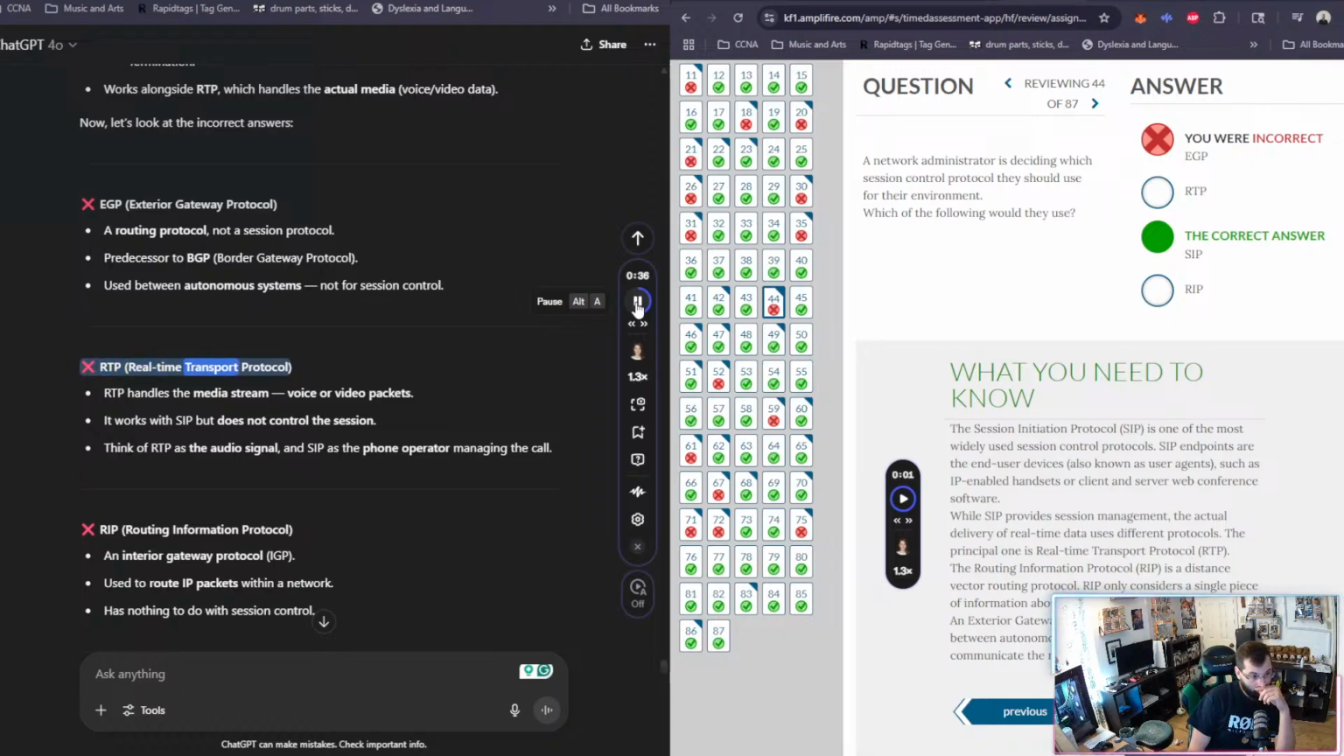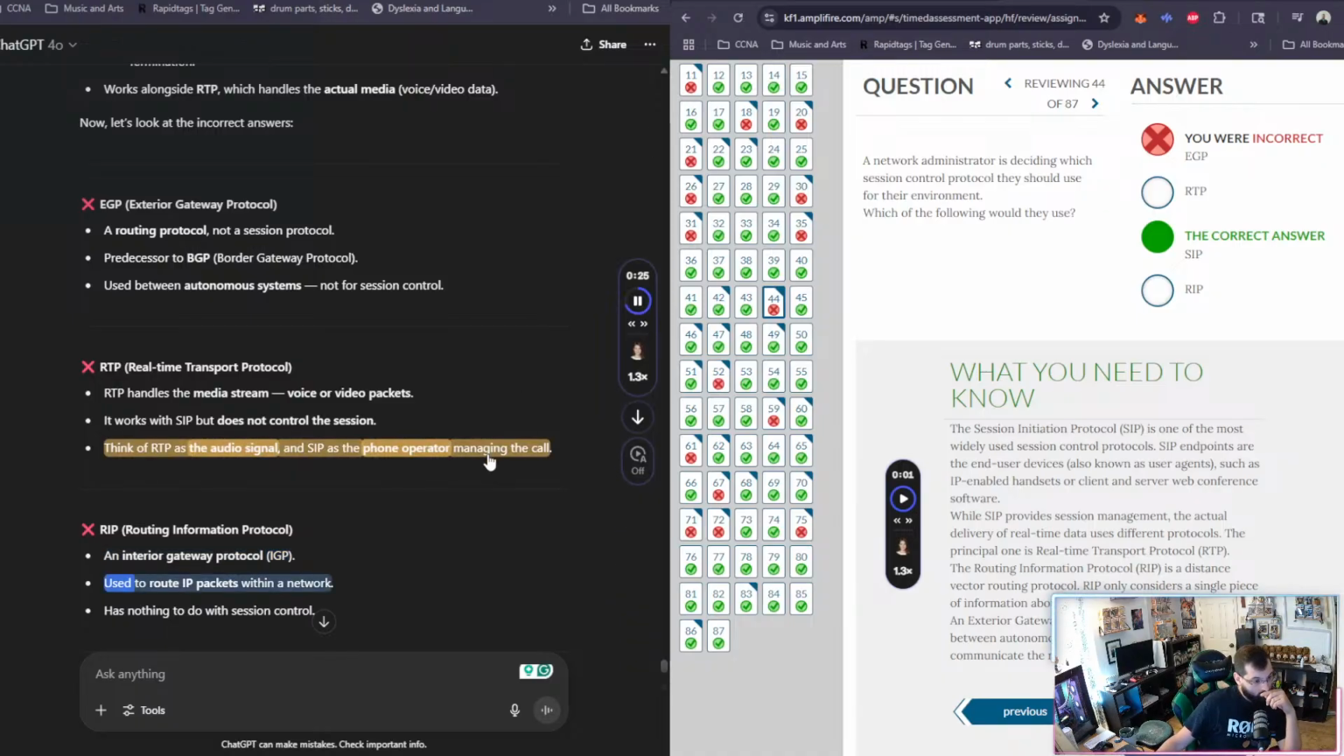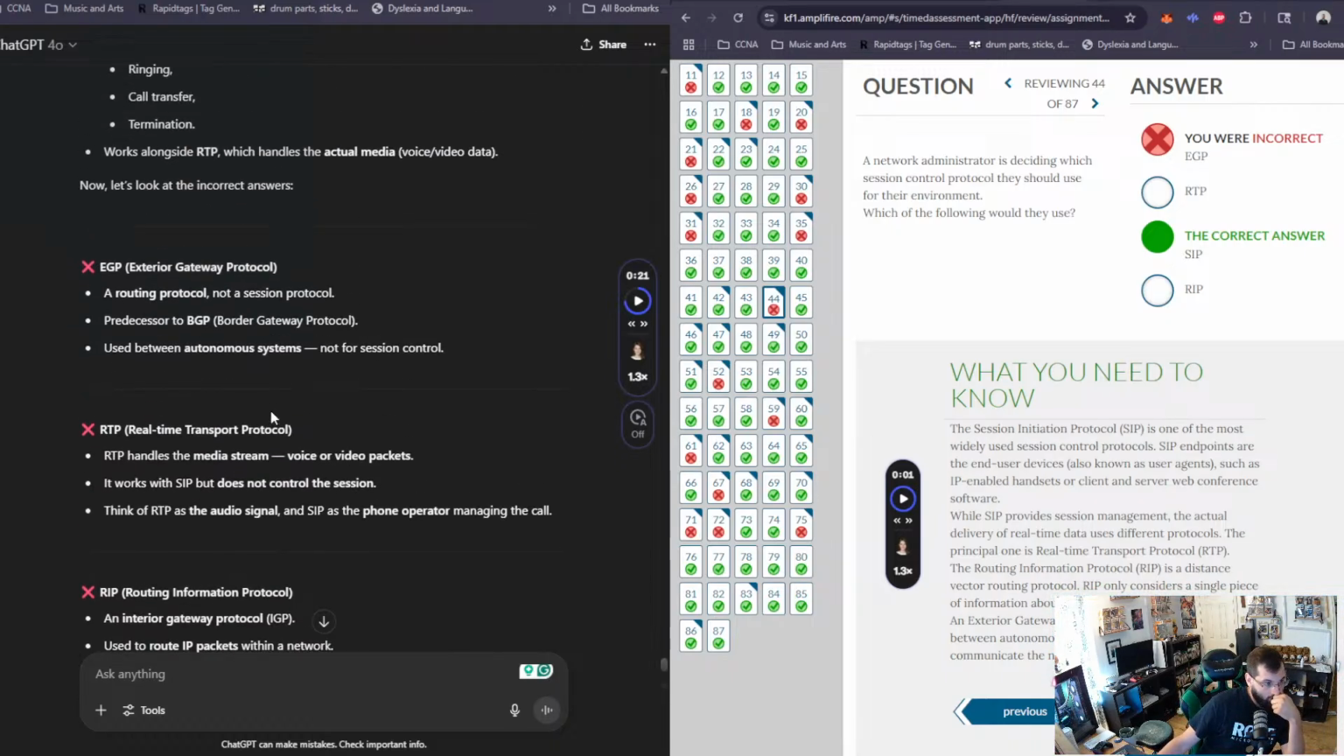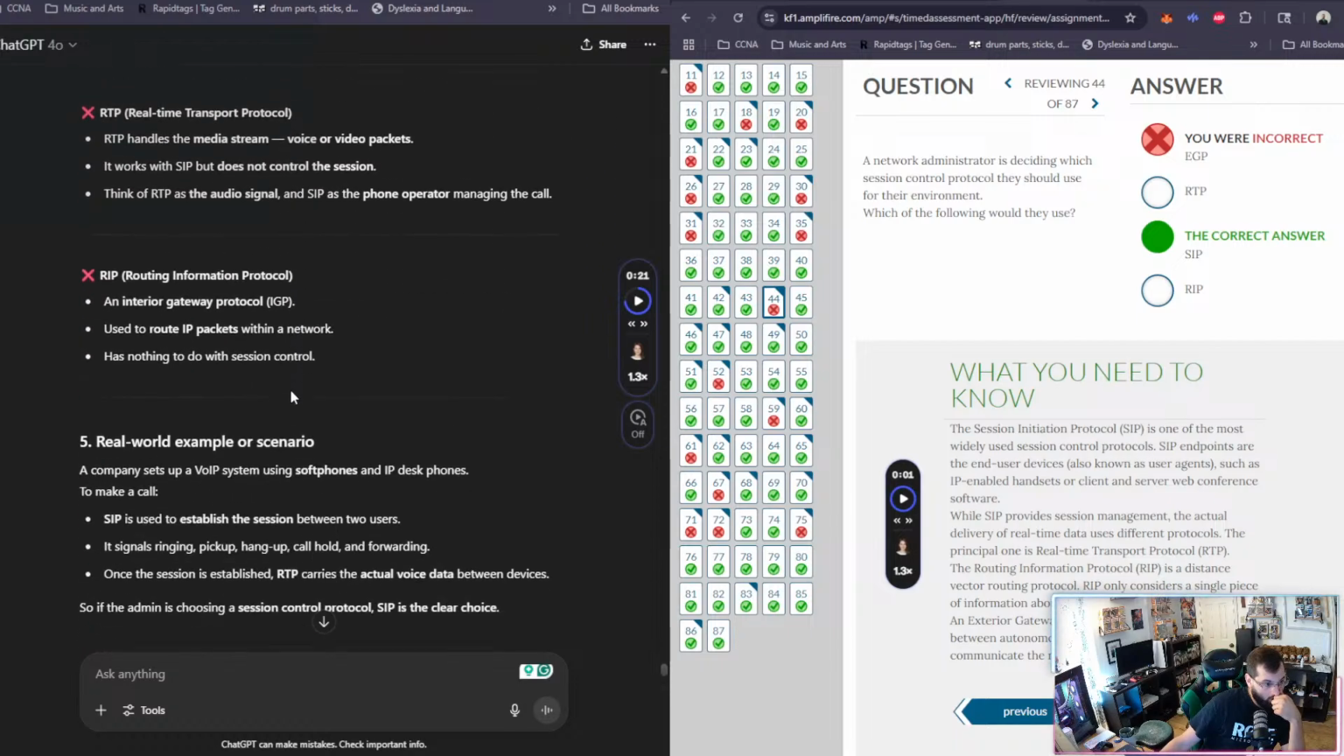RTP, Real-Time Transport Protocol. RTP handles the media stream, voice or video packets. It works with SIP, but does not control the session. Think of RTP as the audio signal, and SIP as the phone operator managing the call. RIP, Routing Information Protocol. An Interior Gateway Protocol, IGP, used to route IP packets within a network, has nothing to do with session control. Yeah, see, I knew that one was a bad one because I recognized it. So, okay, let's continue on.